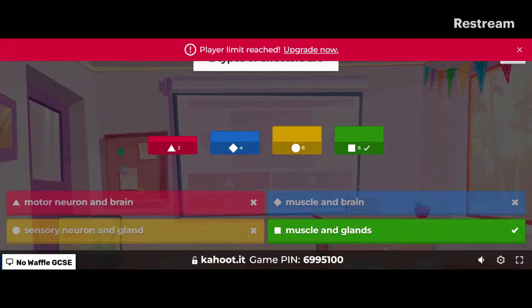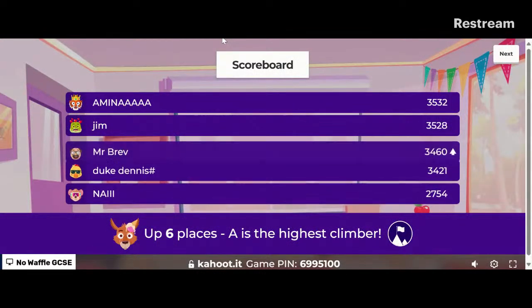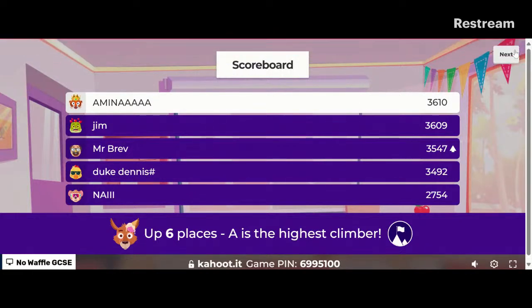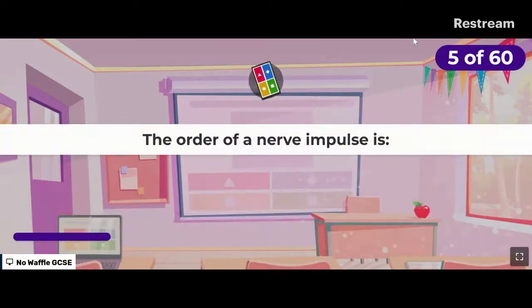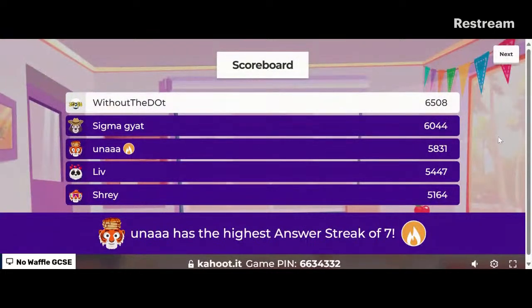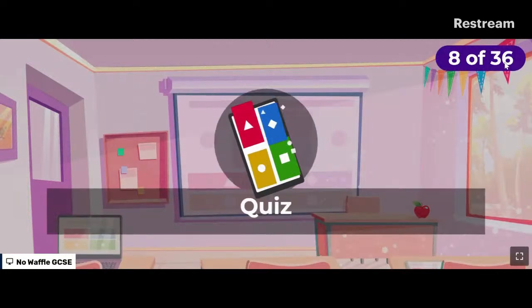Okay, you guys are doing epic. Do you want me to do a leaderboard check? I can do. You've got Amina at the top there, Jim second, Mr. Brev third, Duke Dennis fourth, and Nye fifth. You got without the dot first. I'm not going to say that again. Sigma second, Una third, Liv fourth, Shrey fifth.